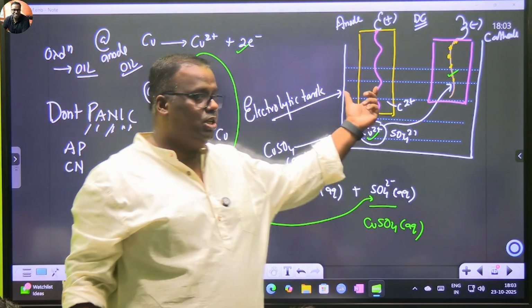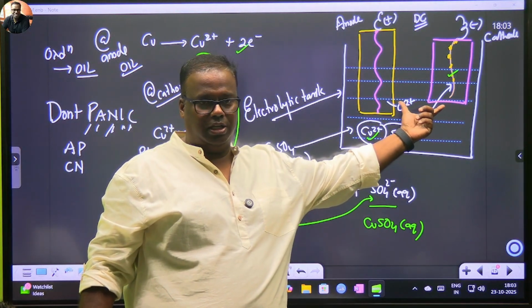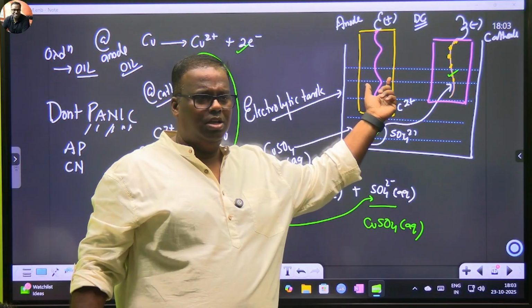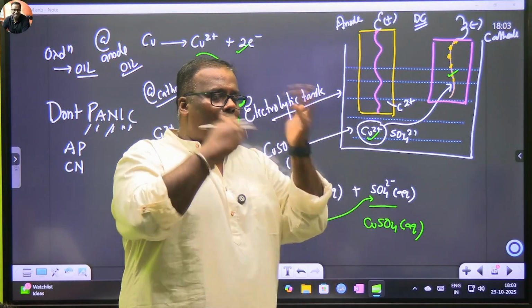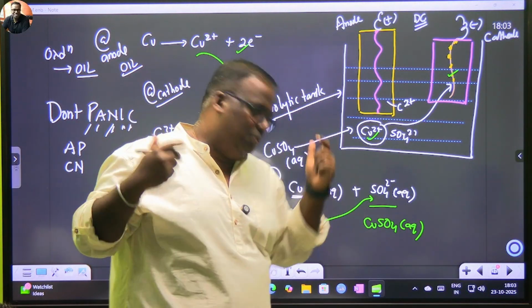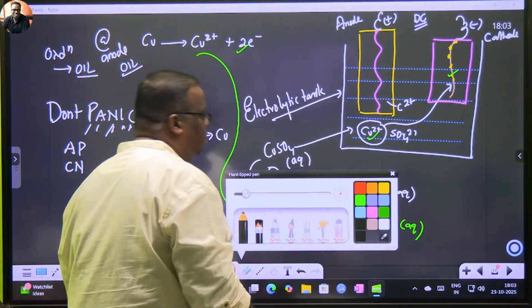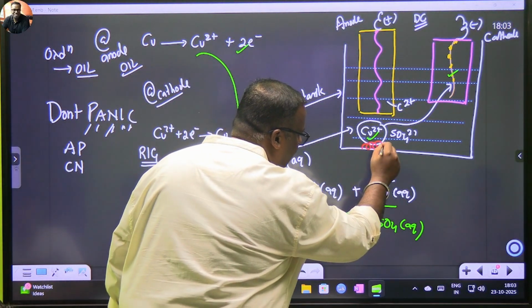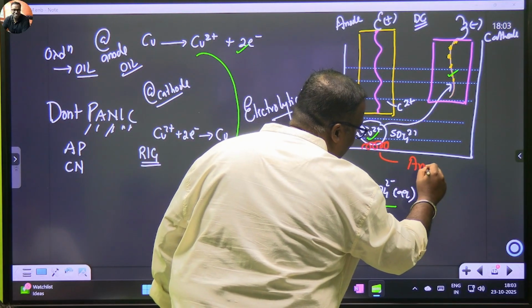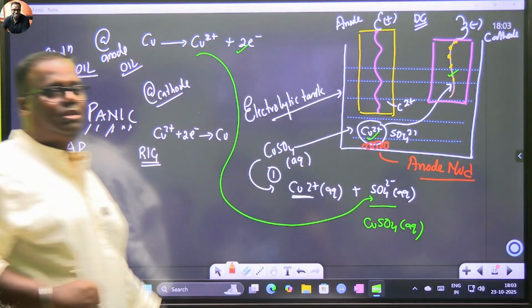So the anode has become thin and the cathode has become very, very thick. Finally, all the copper has been transferred. What is left? Impurities. Those impurities at one moment will make a noise and fall down. What do we call this? Anode mud, because the mud collects right below.